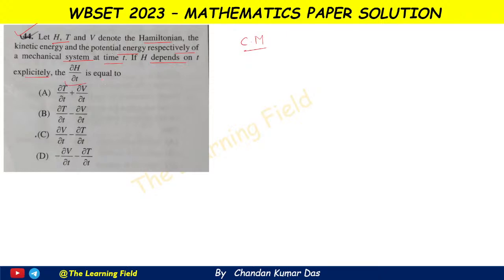See, one thing that we all know is that the Hamiltonian H equals the summation of p_i q_i dot minus L, where L is the Lagrangian of the system. And we all know the Hamilton's equations of motion. When we obtain the Hamilton's equations of motion, we get the following.